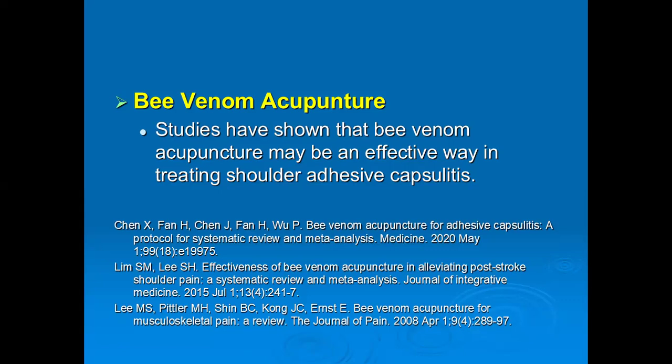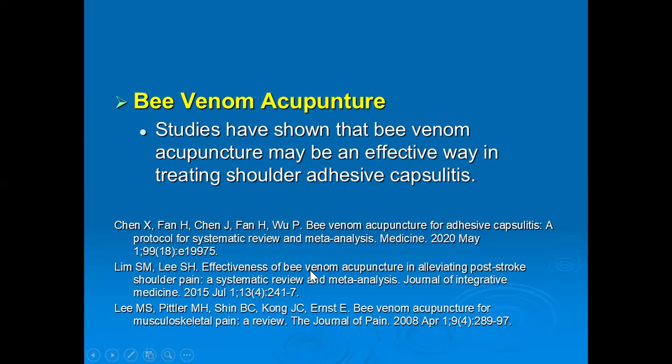And studies have shown that bee venom acupuncture may be an effective way in treating shoulder arthritis. So these are the three review studies: the systematic review, the meta-analysis, and this review, and all of them are assessing bee venom acupuncture for arthritis. Mostly these are practiced by Chinese and Korean therapists. Bee venom acupuncture for adhesive capsulitis is the protocol for a systematic review and meta-analysis.